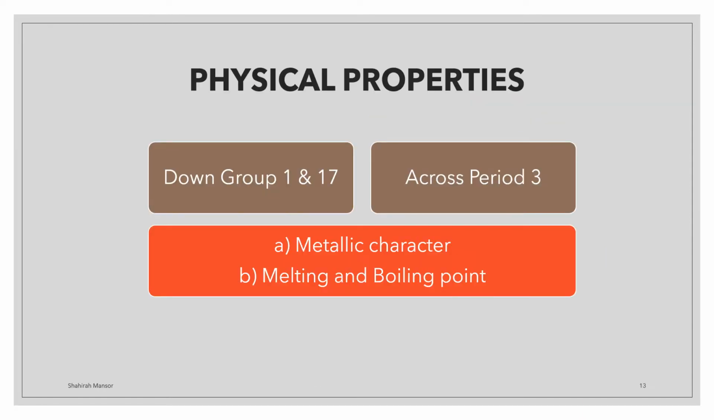Now we are going to study the physical properties such as metallic character and melting and boiling point for the case down group 1 and 17 and across period 3.